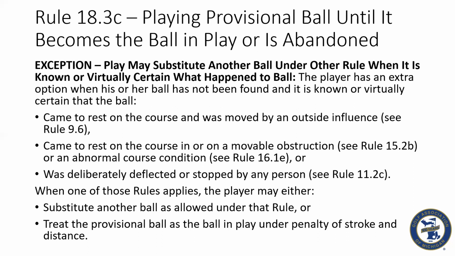What if you actually find it though? Then you don't. Yeah, you're right. Correct. So if it has been found, you have to play that ball. So if it is found, it's there. But if it's known or virtually certain, then you have the option. But it's known or virtually certain you haven't found it. That's probably not going to happen if it's in the woods. There'd be no known or virtually certain if the ball is lost in the culvert.